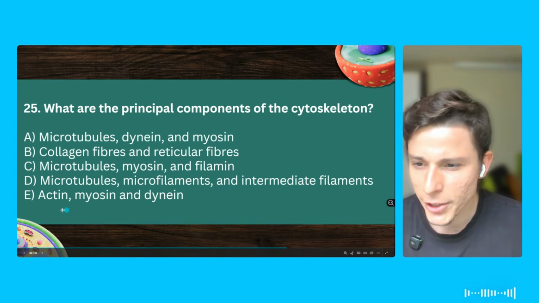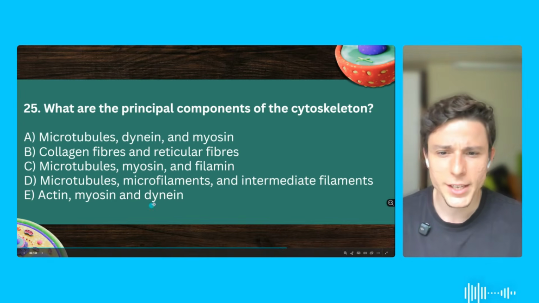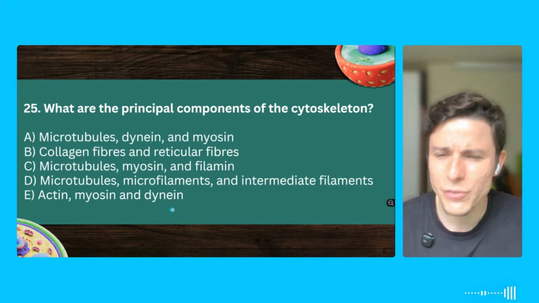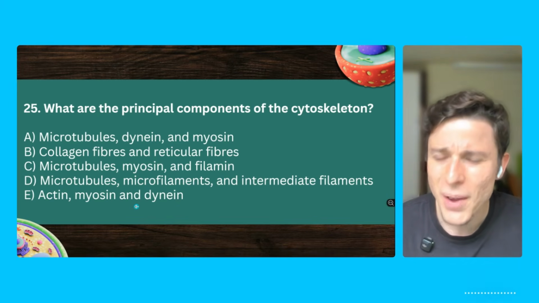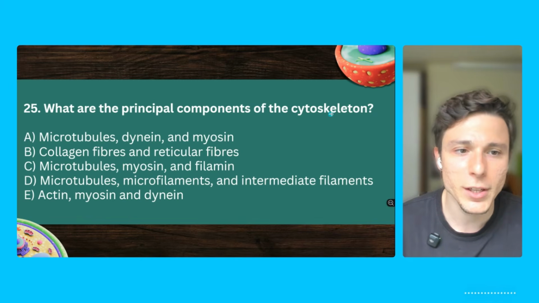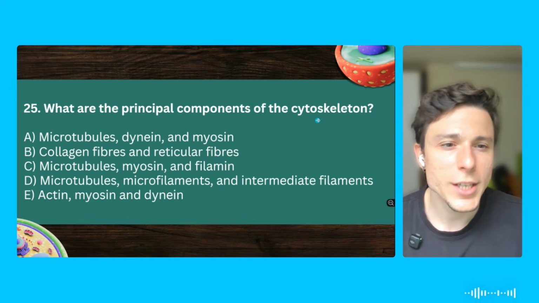The other ones will be distractors. We have letter E saying actin, myosin, and dynein. All right, these are going to be very important for what? For cell contraction and protein movement. But they're not properly types of cytoskeleton, even knowing that they're related to the cytoskeleton in some way.